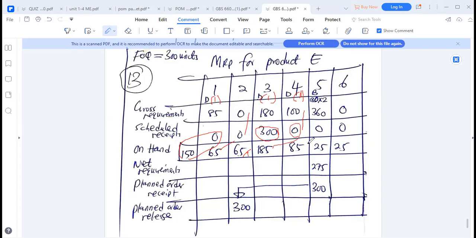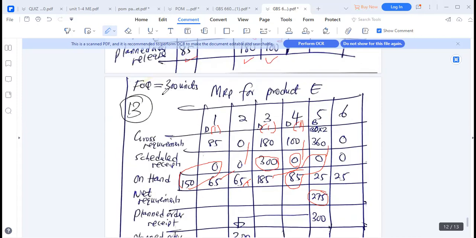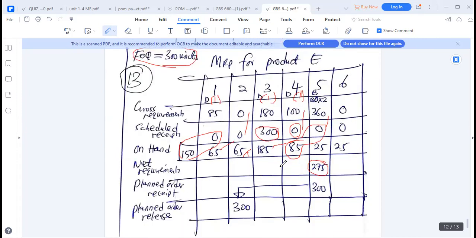85 plus 0 to meet the demand of 360. It is actually not possible because 85 minus 360 is 275 shortage, which is the net requirement. So when we have a shortage, what do we do? We have the fixed ordering policy of 300 units. So in the week where we have the net requirement, which is the shortage, we need to order the fixed ordering policy of 300 units.